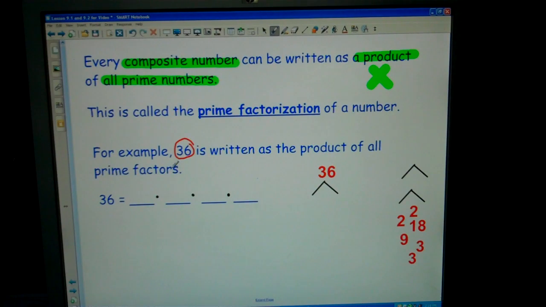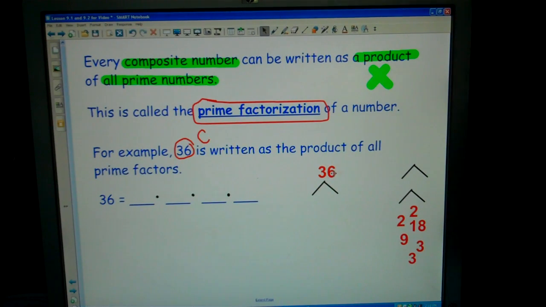Prime or composite? Composite. Okay, so I'm going to put a little C there for composite because more numbers go into 36 than just 1 and 36. Okay, now for this prime factorization, I like to do a factor tree, and I'm going to show you how that works here. So here's my factor tree. I put 36 at the top.